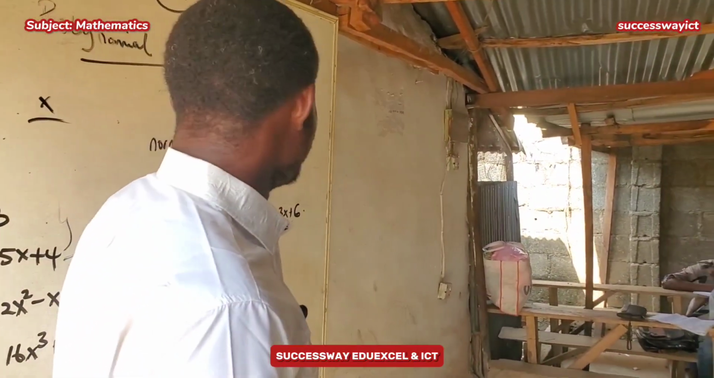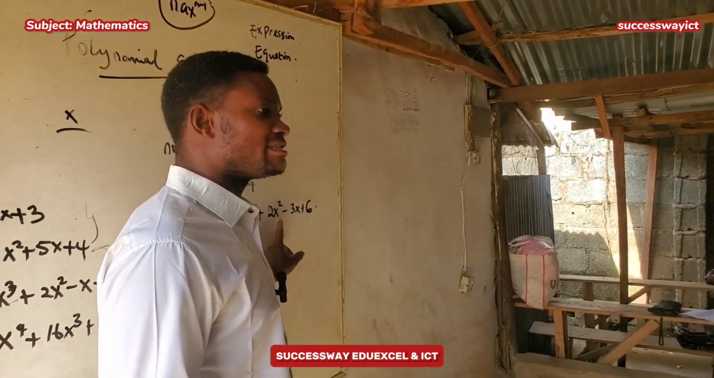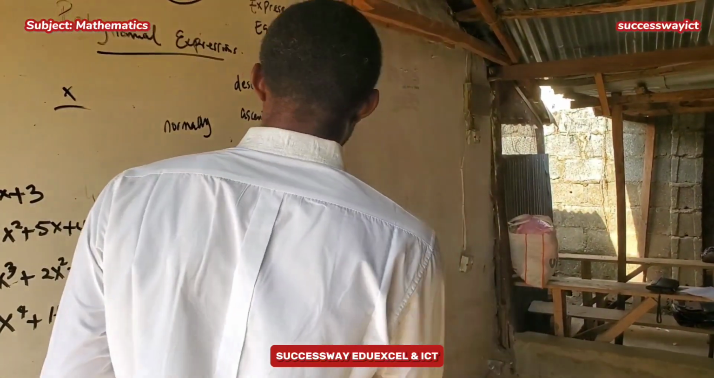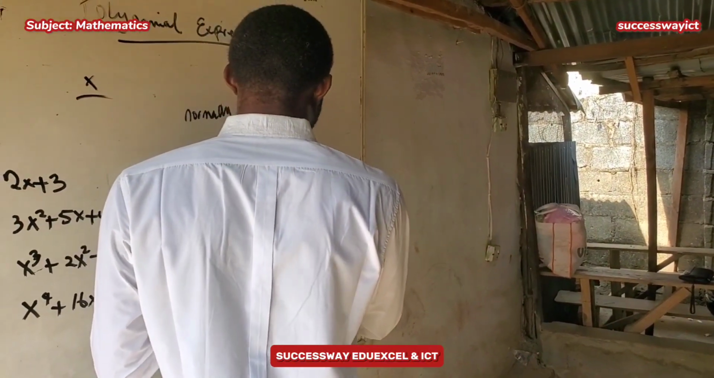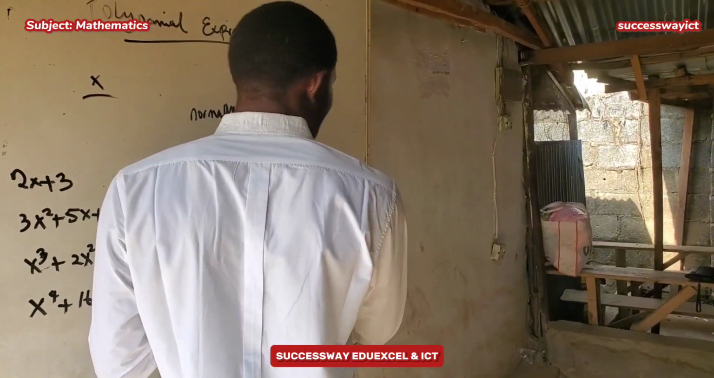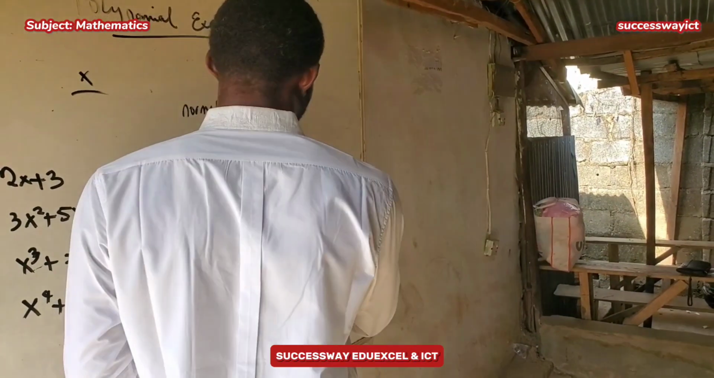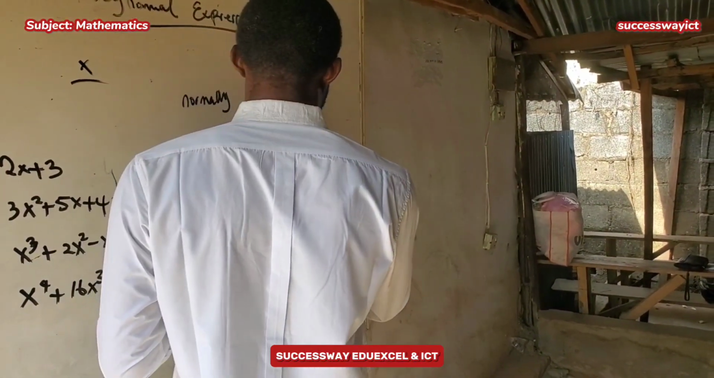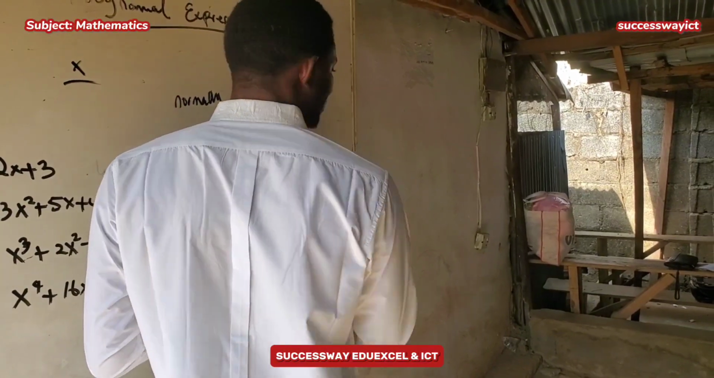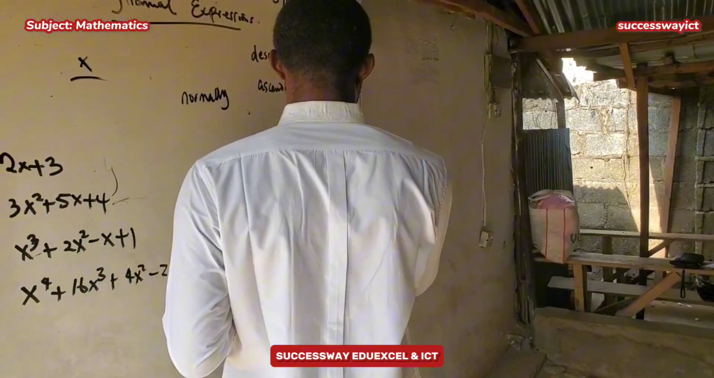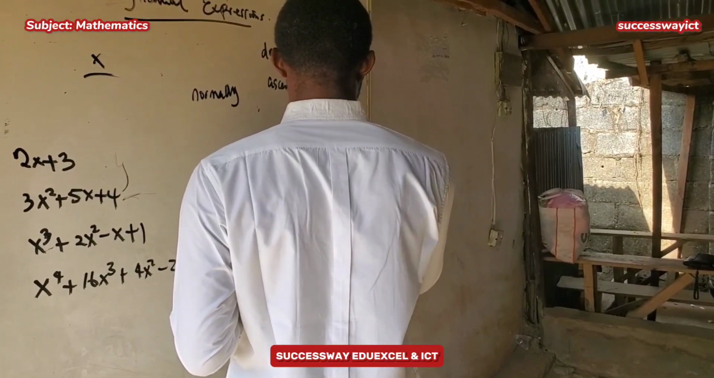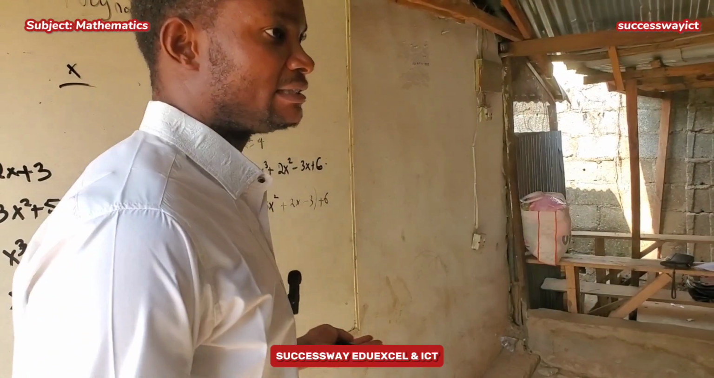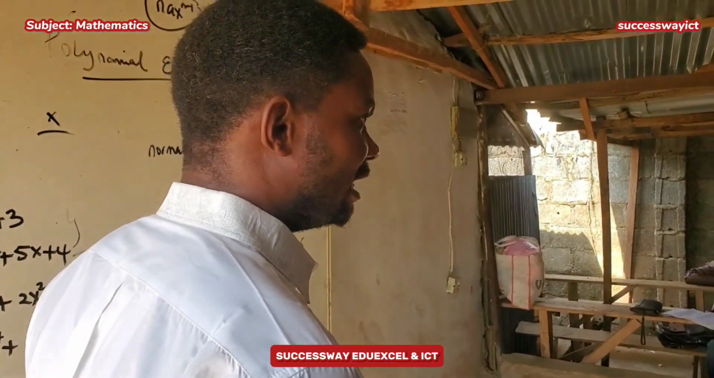You have x here, you have x here, you have x here. Am I right? It therefore means that you can bring x out. When you bring x out, you have 5x squared plus 2x minus 3 plus what? 6. You can have this. Are we together?